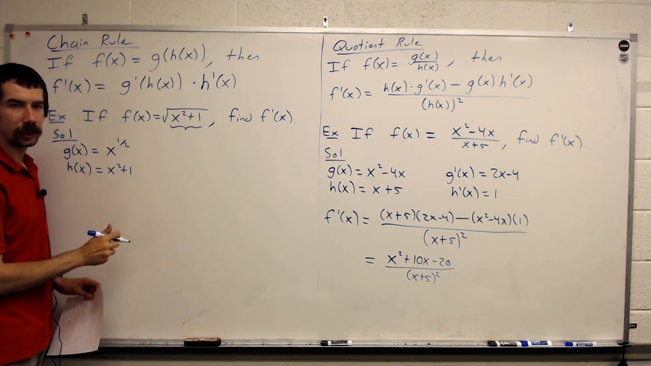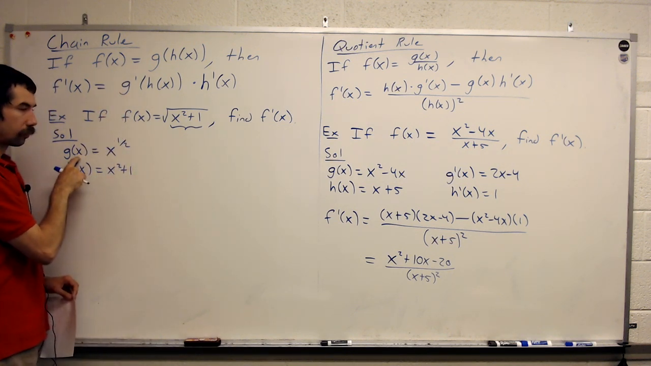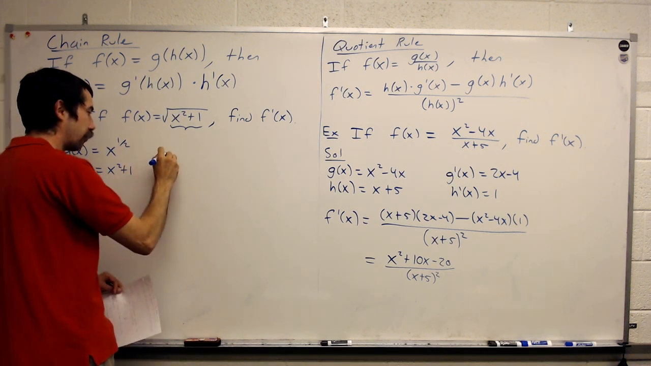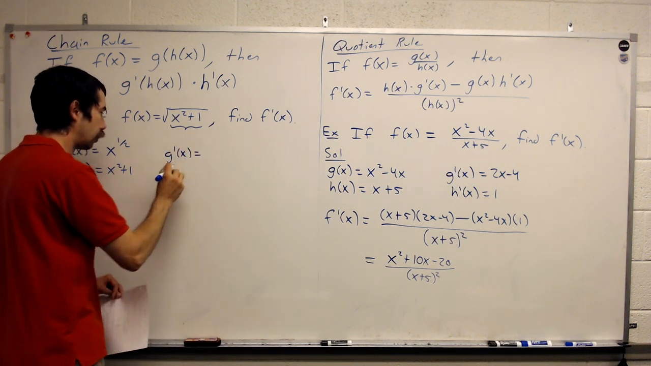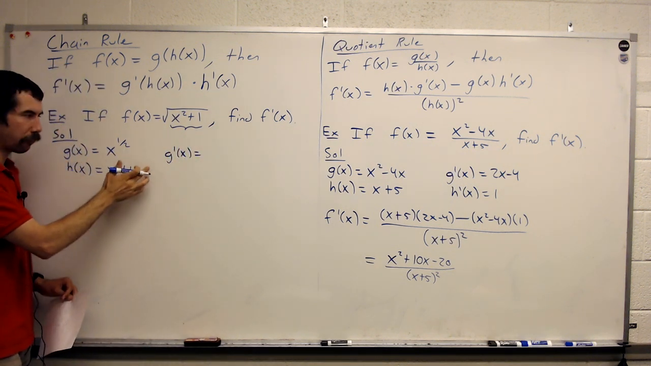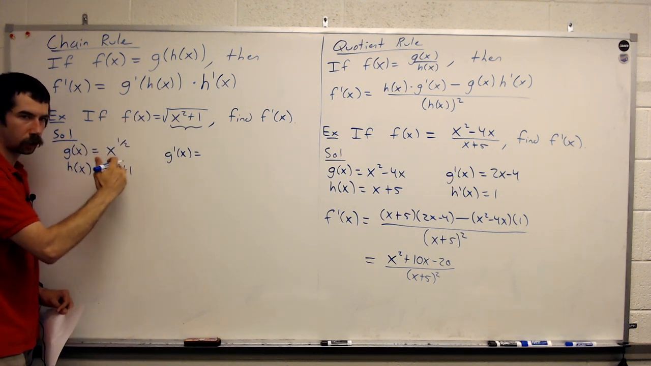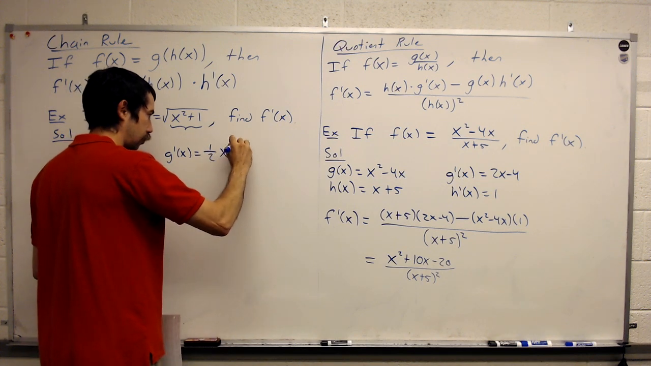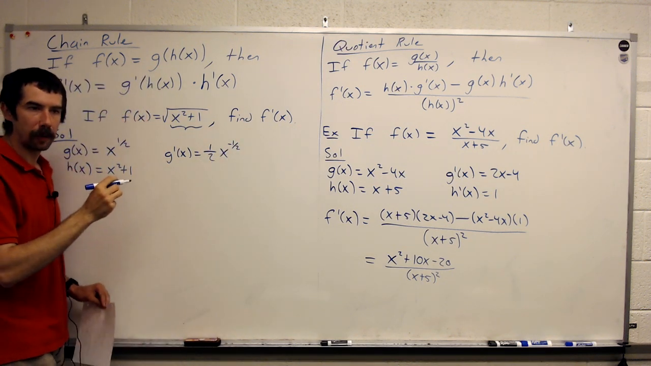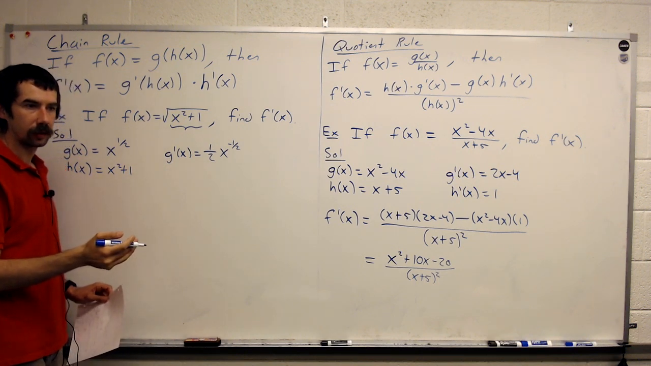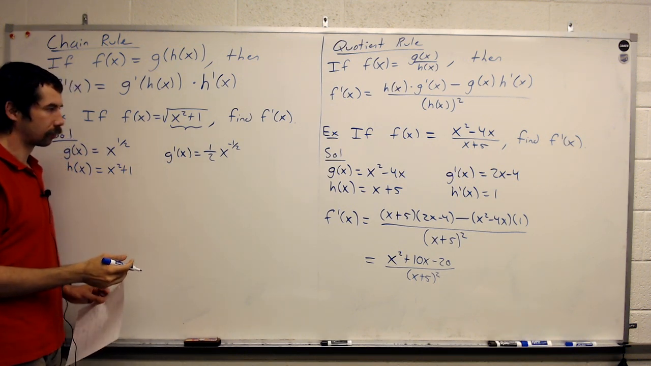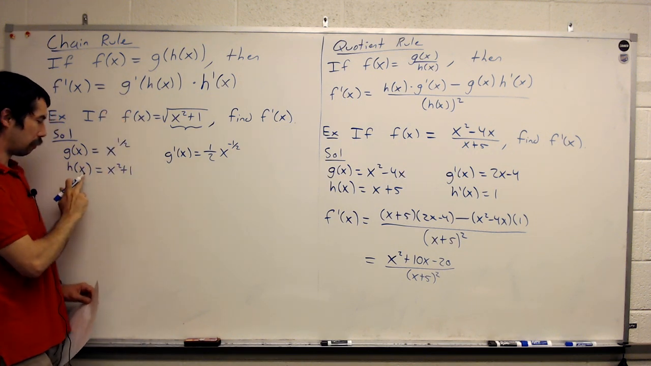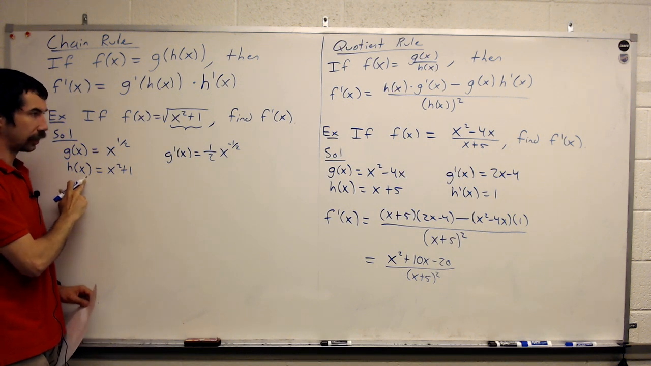All right, so what bits of information do we need? We need the derivative of our outside function composed with our inside function. So let's just find the derivative of our outside function first. What's the derivative of x to the 1/2? Well, we bring the power in front and subtract 1 from the power. Right, 1/2 minus 1 is negative 1/2. Okay, we need g prime composed with h.